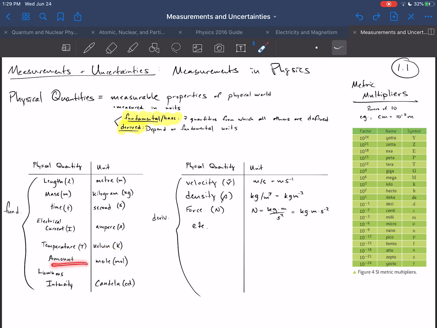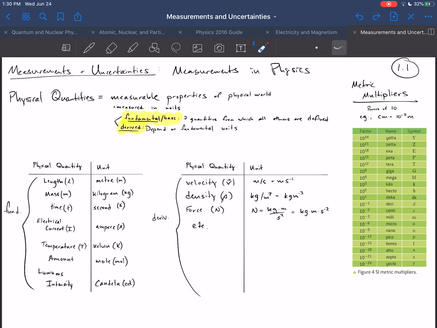Amount, and this is a tricky one. So the SI unit of amount is a mole, and we'll discuss that more later on. And luminous intensity. This is the one we may see one time later. I'm not even going to explain ultimately what it is. You can look it up if you like, but it's on this list just for completeness.